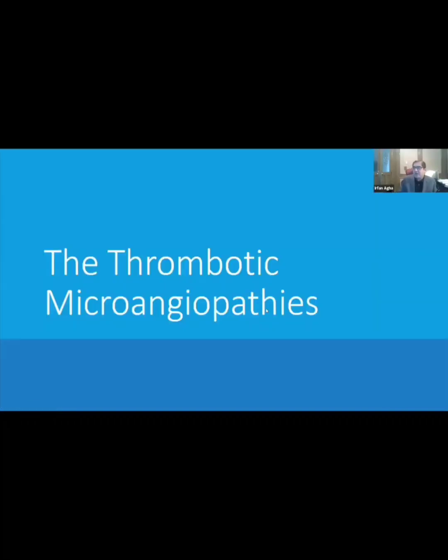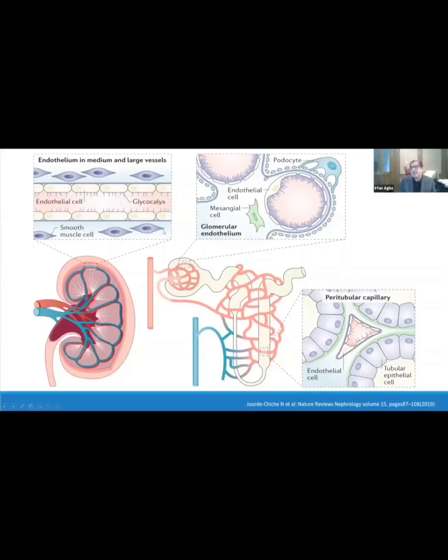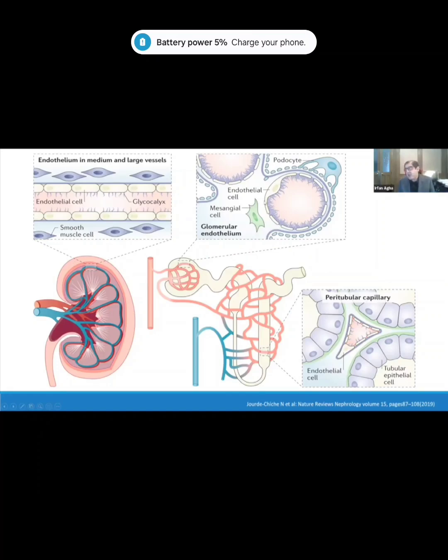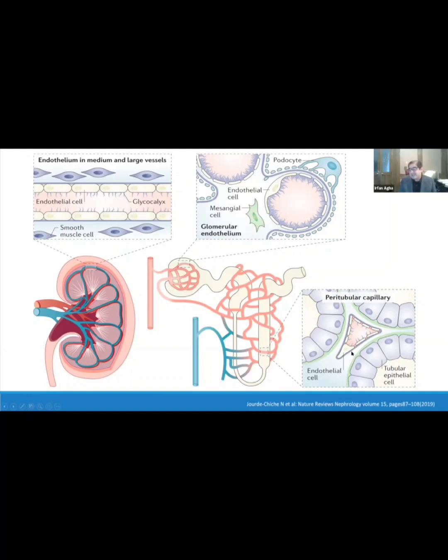So now we switch gears again and look at damage to the endothelial cells directly, which lead to the next group of disorders, which is the thrombotic microangiopathies. So in the kidney capillaries, there are 3 different types of endothelia. One of them is the endothelium in the blood vessels, which is a fairly typical endothelium. But the endothelium in the glomerular capillaries is very different. It is a fenestrated endothelium, and there's a similar type of fenestrated endothelium seen in the peritubular capillaries as well. And the glycocalyceal and other spatial and physicochemical properties of these endothelia are different from your typical endothelia that you'll see in the blood vessels.